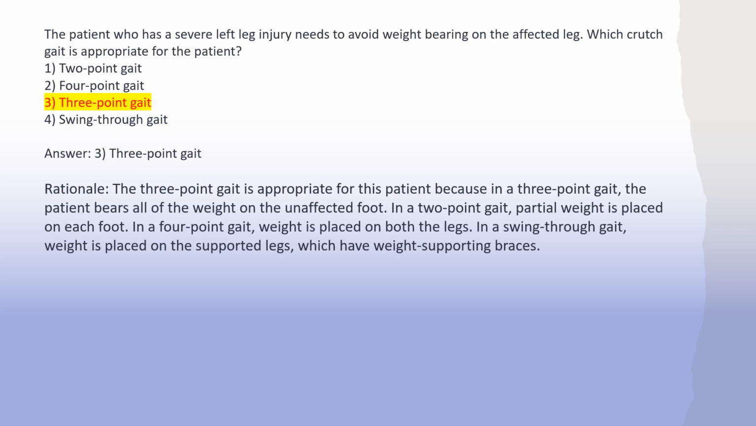Answer 3. Three-point gait. Rationale: the three-point gait is appropriate for this patient because in a three-point gait, the patient bears all of the weight on the unaffected foot. In a two-point gait, partial weight is placed on each foot. In a four-point gait, weight is placed on both the legs. In a swing-through gait, weight is placed on the supported legs, which have weight-supporting braces.